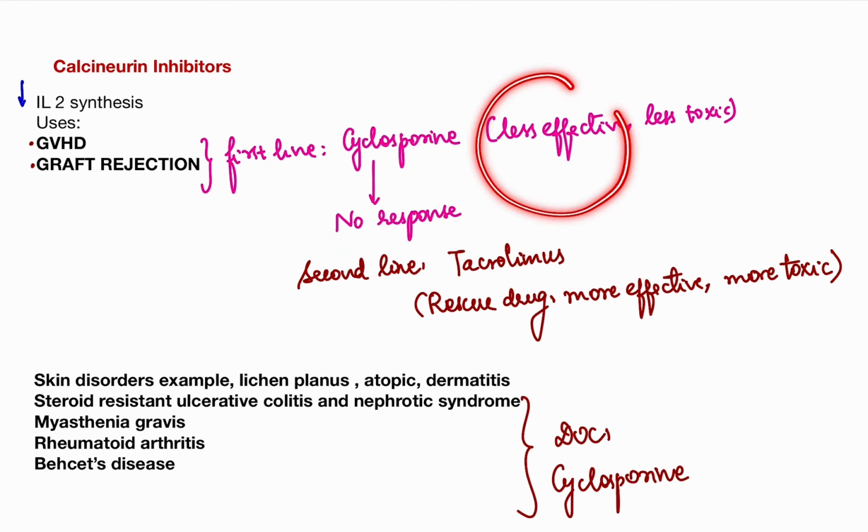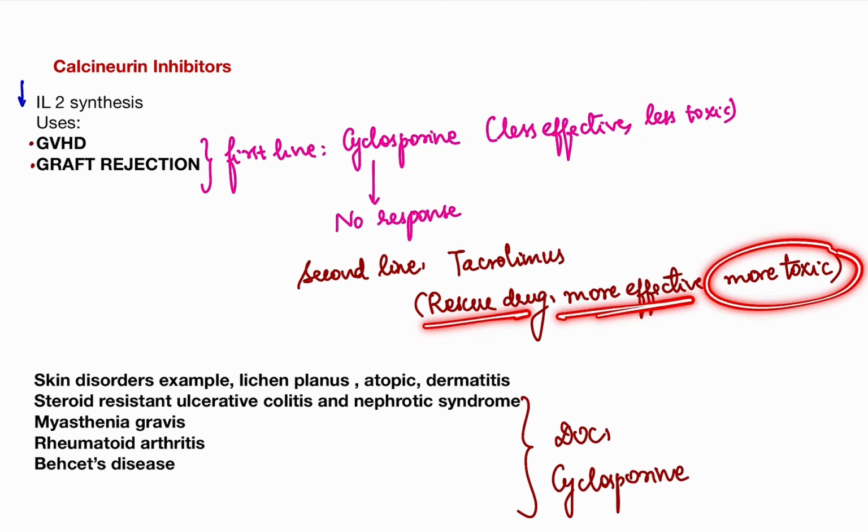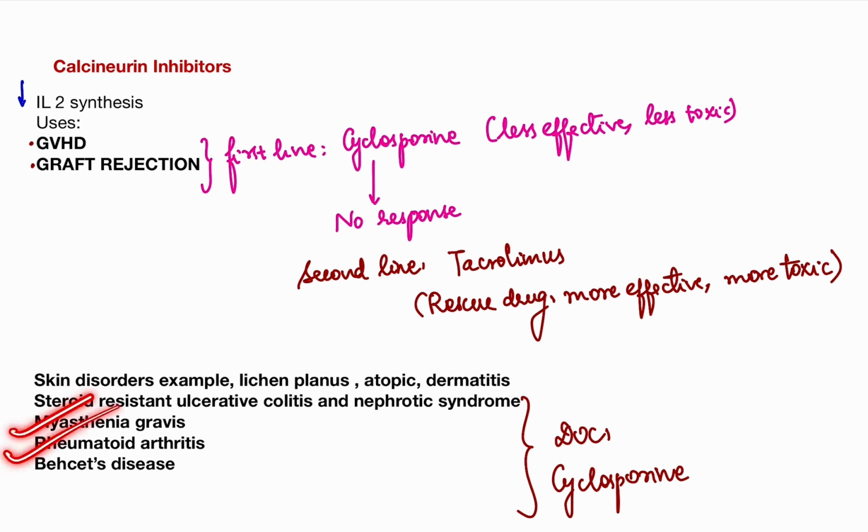Cyclosporin is less effective, but at the same time less toxic, whereas tacrolimus is a rescue drug. It is more effective, but it is more toxic. Calcineurin inhibitors are also used in skin disorders like lichen planus and atopic dermatitis, and in steroid-resistant ulcerative colitis, nephrotic syndrome, myasthenia gravis, rheumatoid arthritis, and Behçet's disease. The drug of choice in these conditions is cyclosporin. Tacrolimus can also be used, but the drug of choice remains cyclosporin.